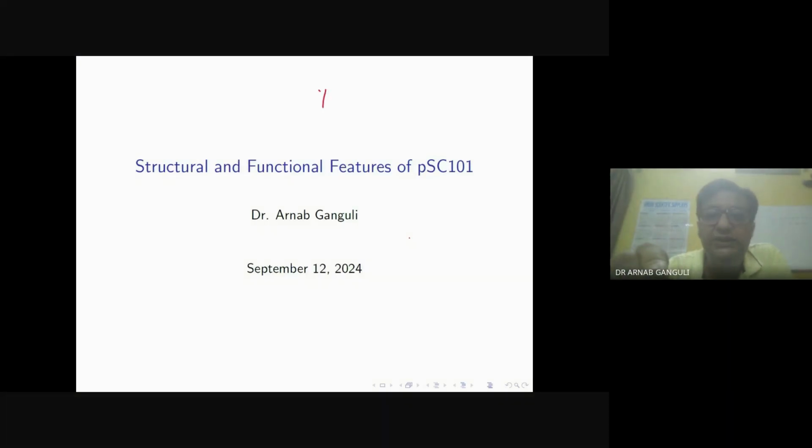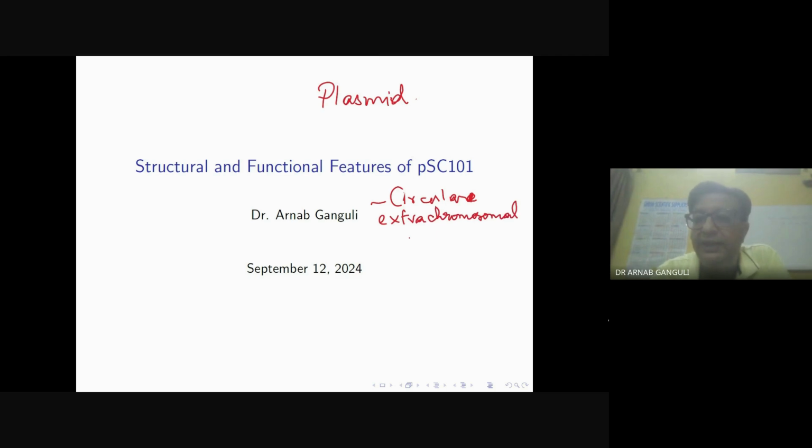Talk about one such plasmid. So the features of plasmids which we have read, first feature was circular extrachromosomal DNA. They are circular extrachromosomal DNA.